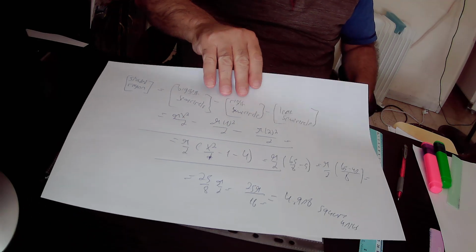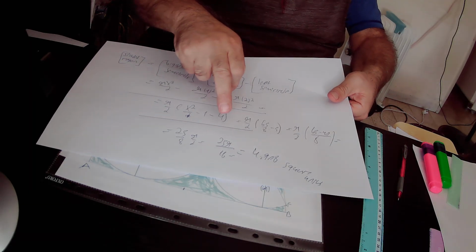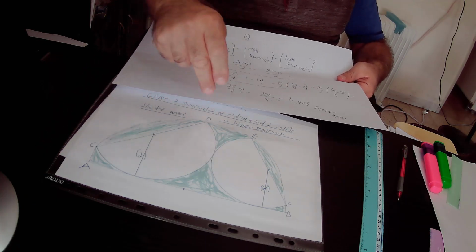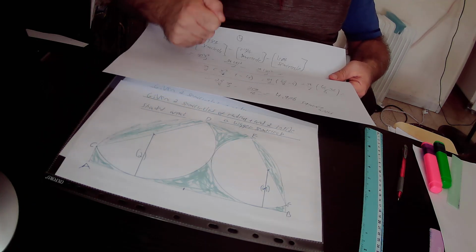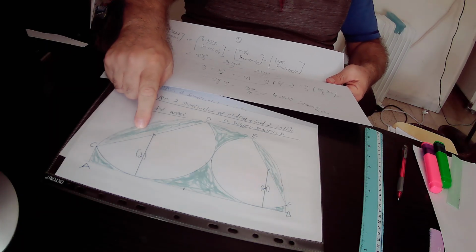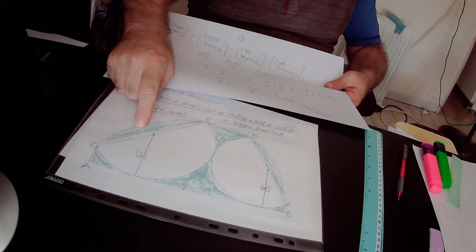So in total we found out that the area of this shaded region equals 25 pi over 16 square units in size. So in terms of numbers, the area of this shaded region equals 4.908 square units in size.